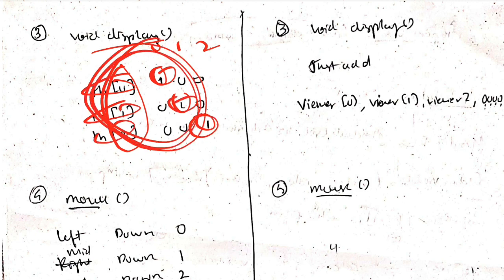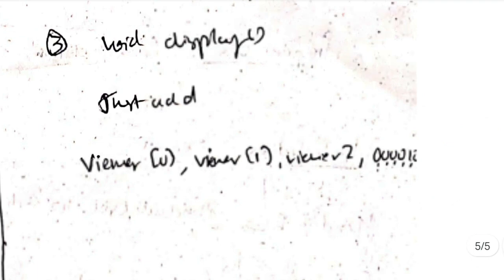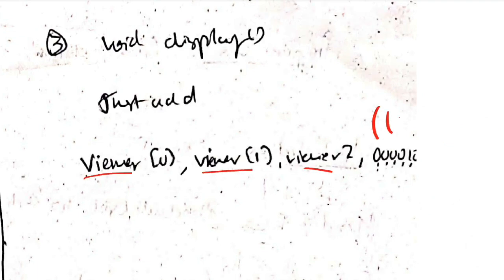That's what mainly you do in the display function. Along with that you do some initialization functions. Same thing right here as well, but add this line of code, which is viewer 0, viewer 1, viewer 2, and then 4 zeros, then another 1 and another 0.